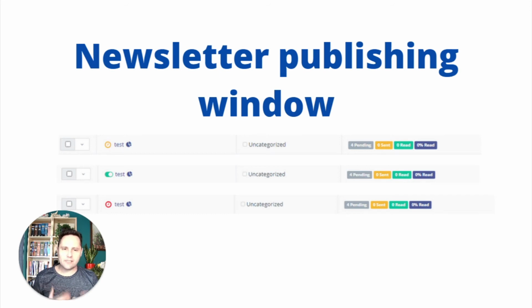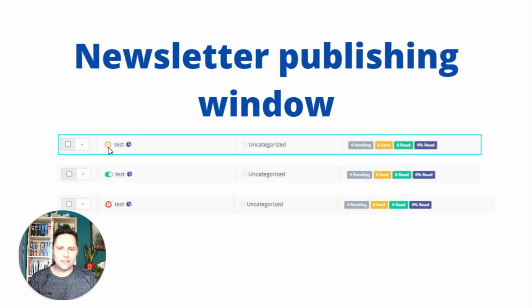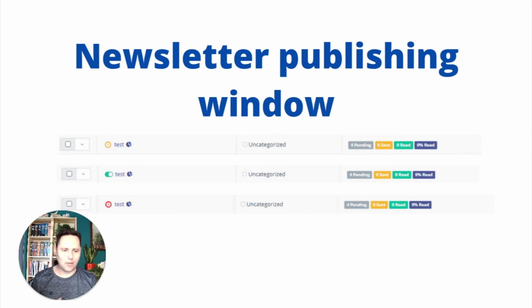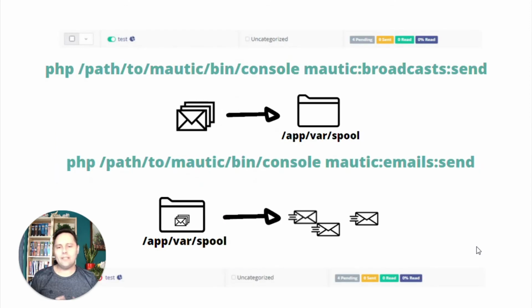So how does it work in the background? Because when it's scheduled, there is no progress bar. So what is happening? Who is sending that email out? And for that, we need another cron job.